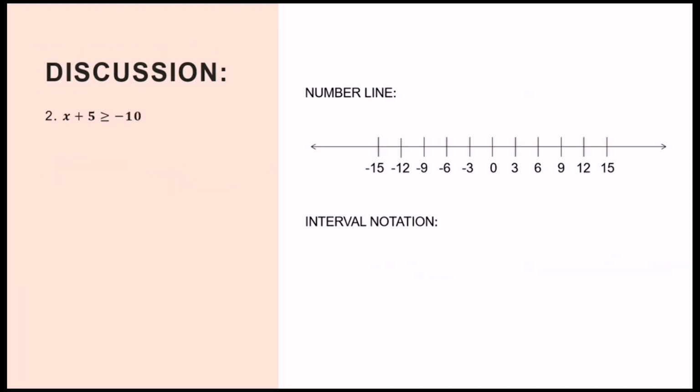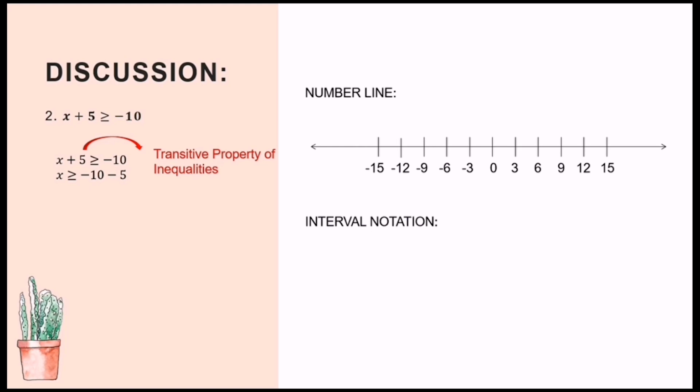So example number 2. Same process as example number 1. We have our solution, our number line, and then the interval notation. So first, let's have our solution. x plus 5 is greater than or equal to negative 10. We will transpose or transfer positive 5 to the right side, then change the sign so that x will remain on the left side.